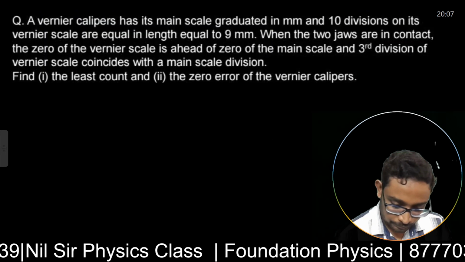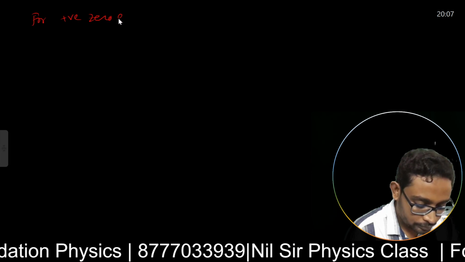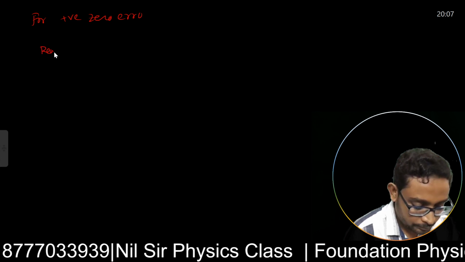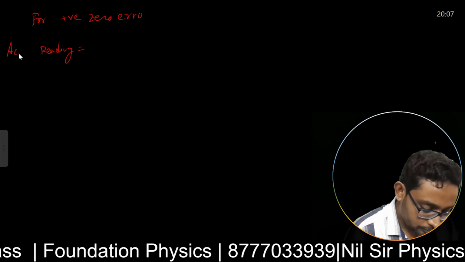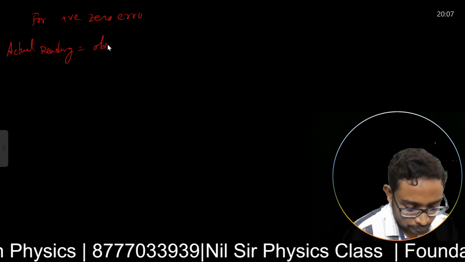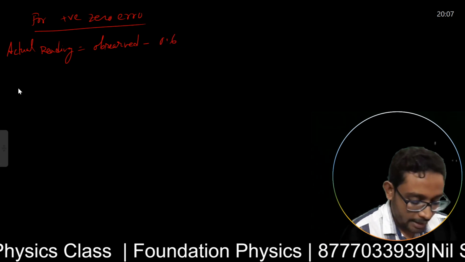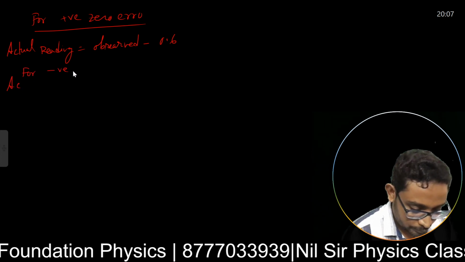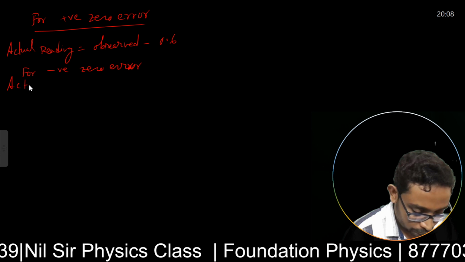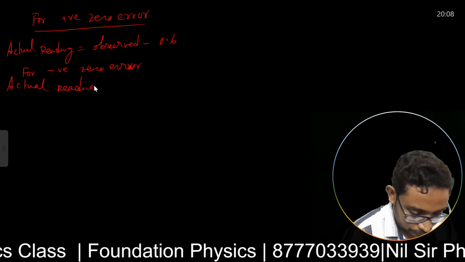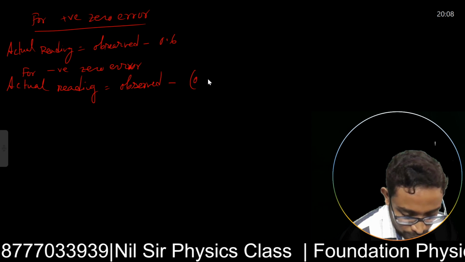So for positive zero error, the reading equals observed reading, actual reading we will say, minus positive, for positive zero error, and for actual reading, minus, sorry.